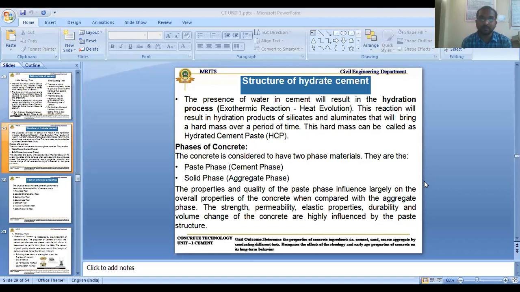This reaction results in hydration products of silicates and aluminates, and that will bring a hard mass over a period of time. This hard mass can be called the hydrated cement paste. This process is known as hydration, and we have already discussed the hydration products and the hydration process, and what compounds are evolved during it. We have seen the Bogue compounds also, and the phases of concrete.